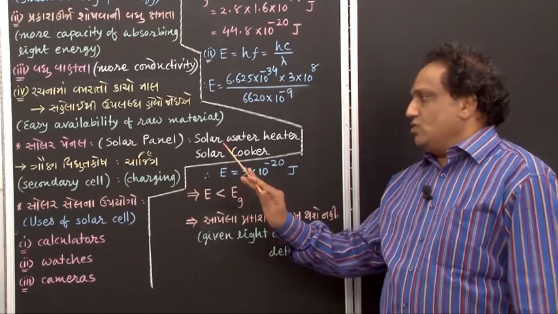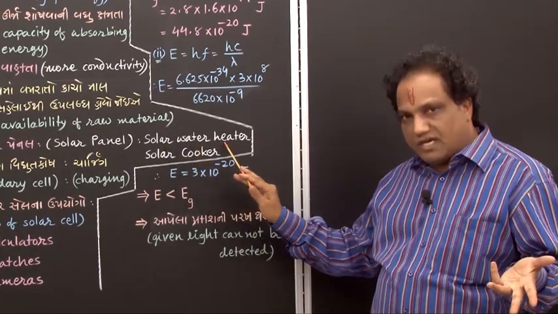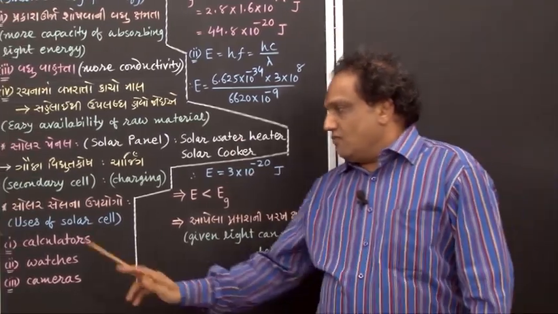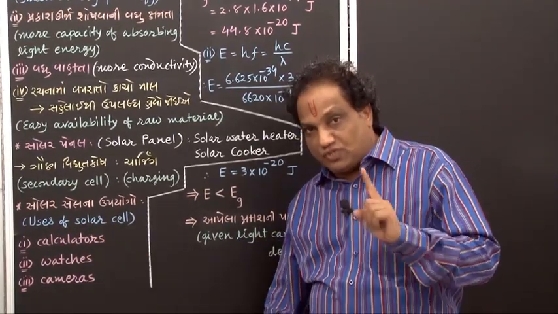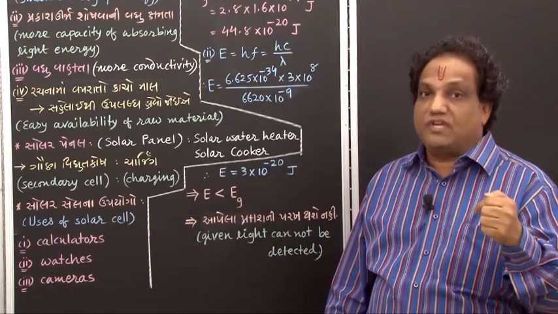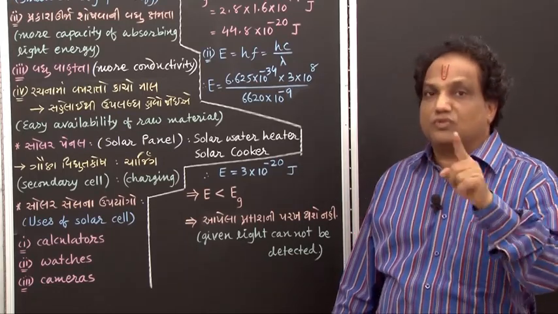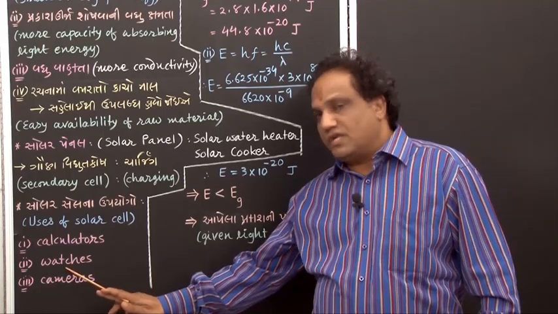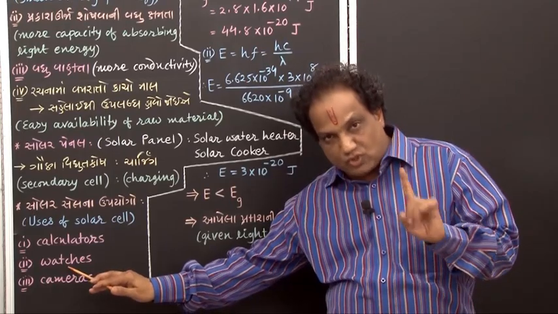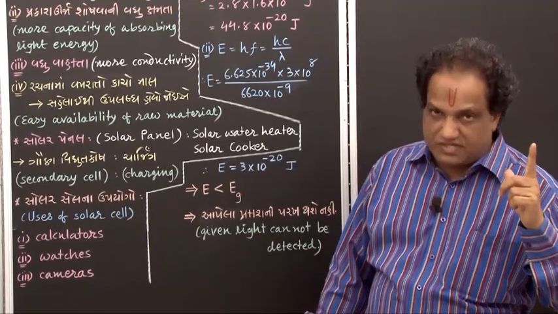Then you know the application of solar panel in solar water heater as well as in solar cooker. What about uses of solar cell? In calculators you have a solar cell, using which even in the absence of an external battery we can run the calculator. Then we have solar cell supported watches also. So in watches also we employ solar cells, and cameras also. Just to give you a flashlight.